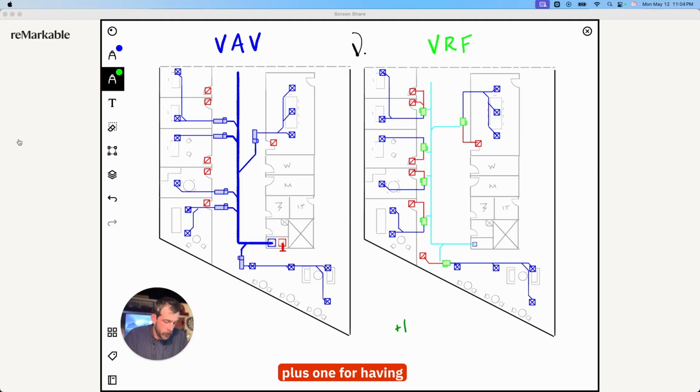VRF gets a +1 for having a smaller footprint, both on the roof because the equipment is smaller and also above the ceiling. And you'll notice here, the shaft could be much, much smaller. So what's this light blue line here? This is the outside air, or the ventilation air, going to each zone. This is going to be much smaller than a supply main because all you have to distribute on a system level for the VRF is any required ventilation for each zone.